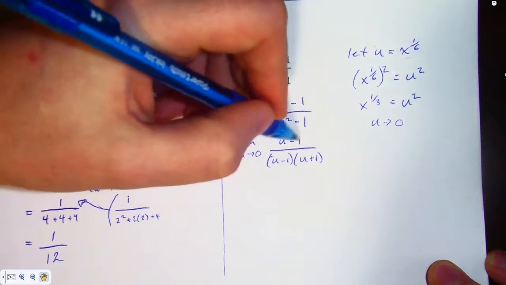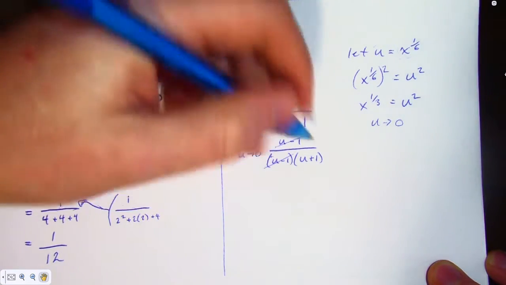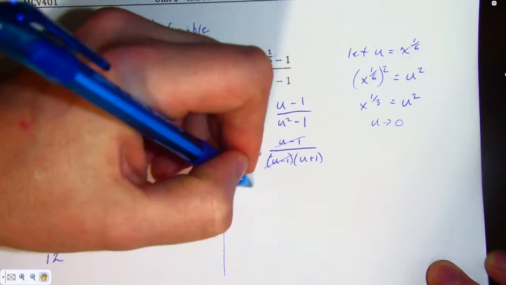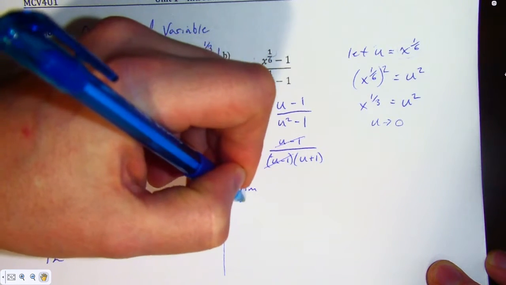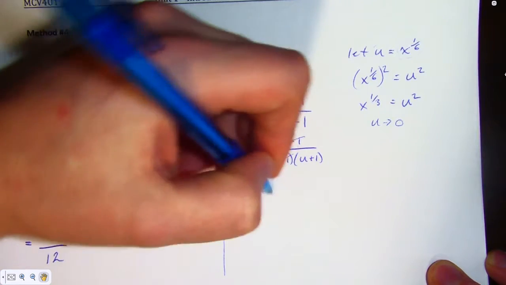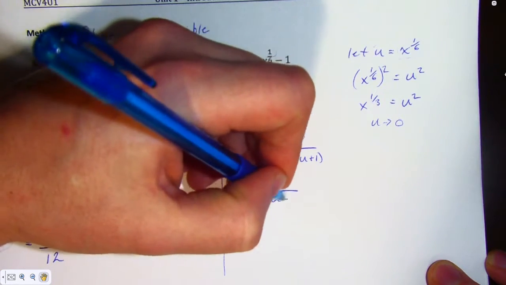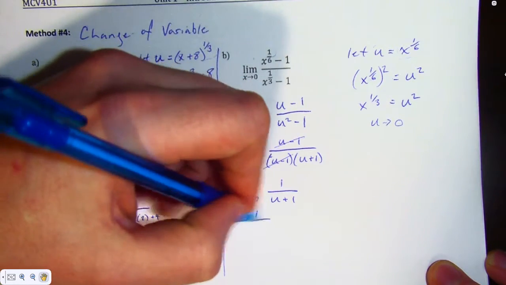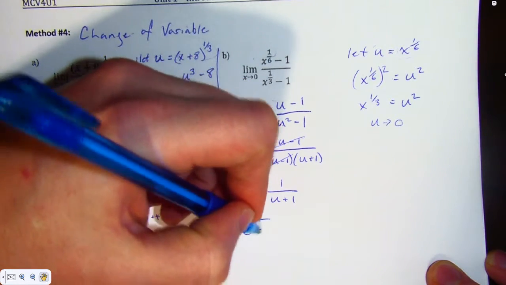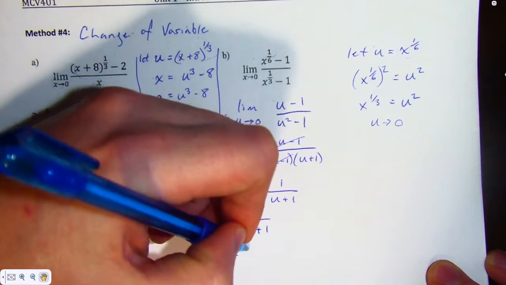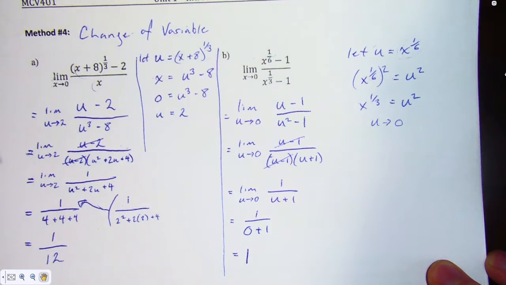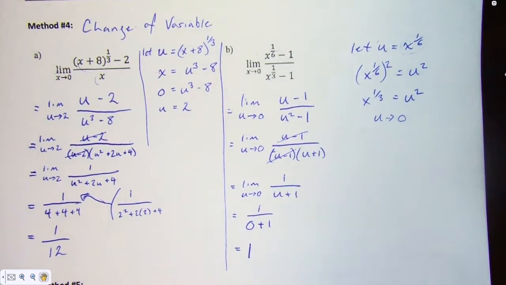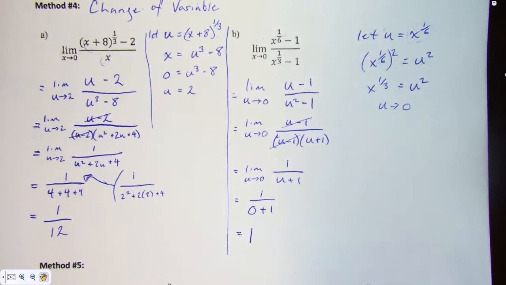Again, the u minus 1 and the u minus 1 cancel out. And so we're just left with the limit of 1 over u plus 1. And at this point, we can just do our direct substitution. So we get 0 plus 1, which is just equal to 1. And that's it. So that's change of variable. And like I say, that's going to come up time and time again. You're really going to get sick of that one eventually.